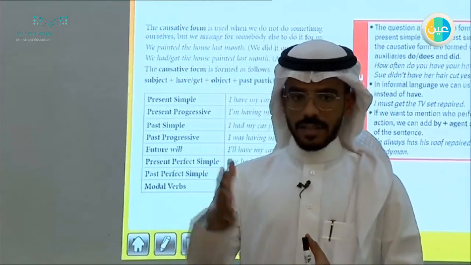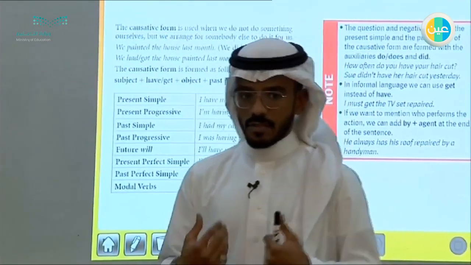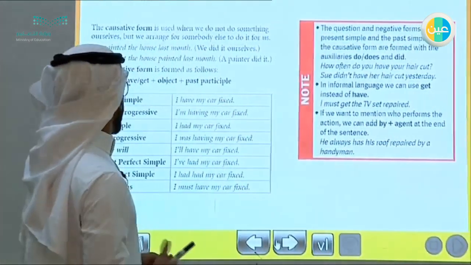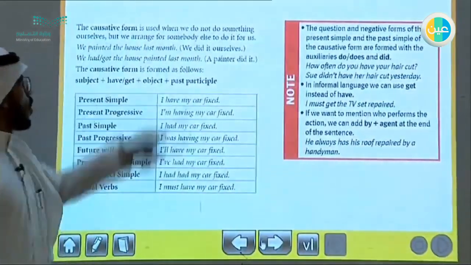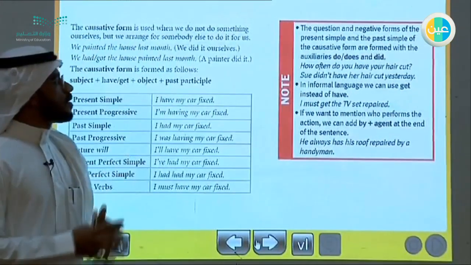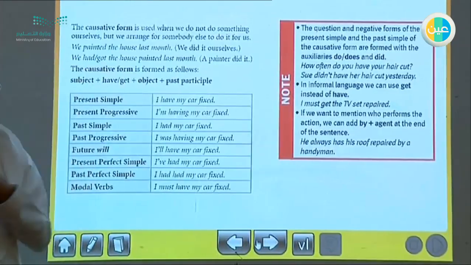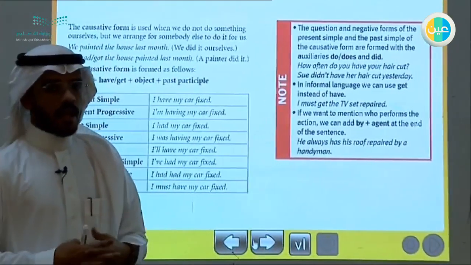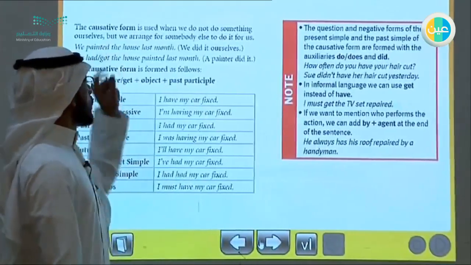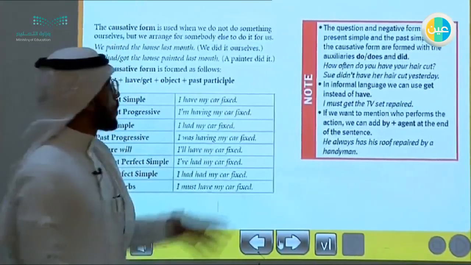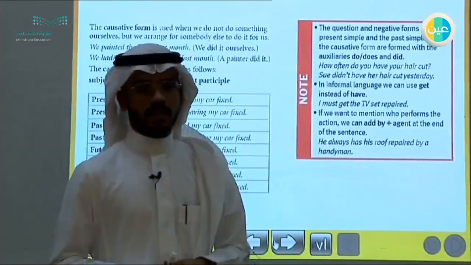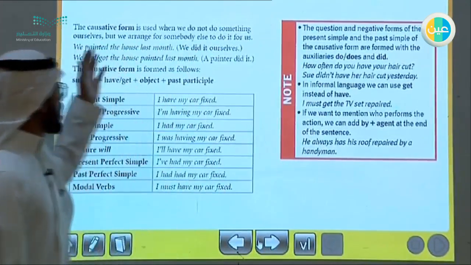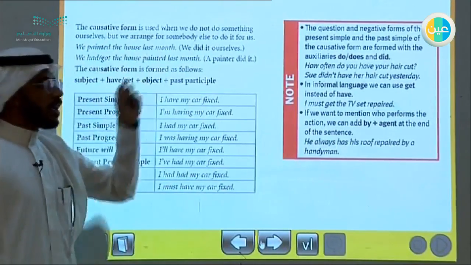Someone did this action, not me. Okay, we will talk about this more and more. So the causative form is used when we don't do something ourselves. عندما لا نقوم بالشيء بأنفسنا، لا نقوم بهذا الحدث أو هذا الأكشن بأنفسنا. But we arrange for somebody else to do it for us. ليقوم به من أجلنا.